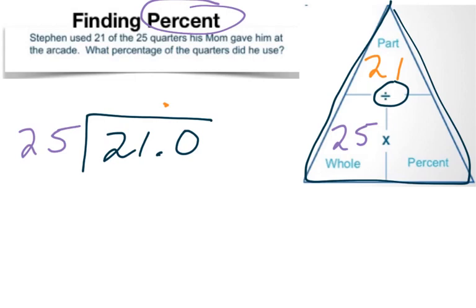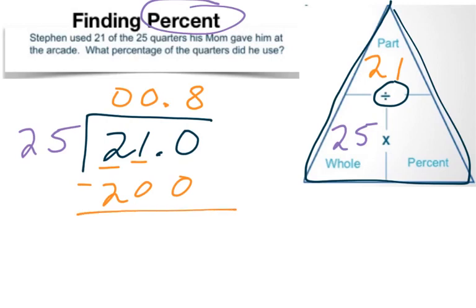25 does not go into 2, so you're going to place this 0 up right there. 25 does not go into 21, so that's another 0 right over there. But 25 does go into 210. How many times? Well, 25 goes into 210 8 times. So I'm going to say 25 times 8 is 200.